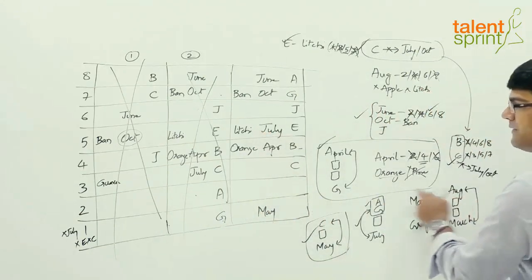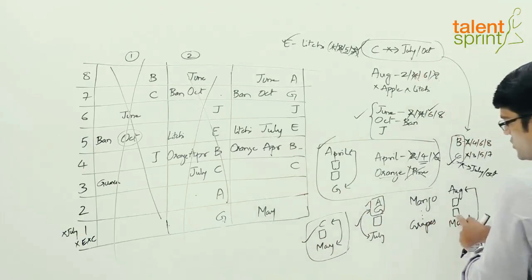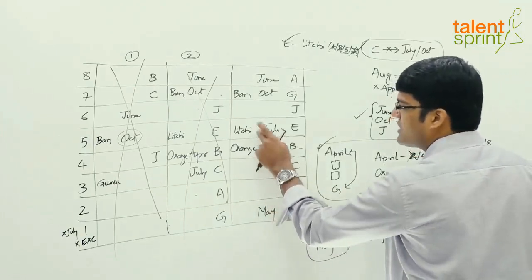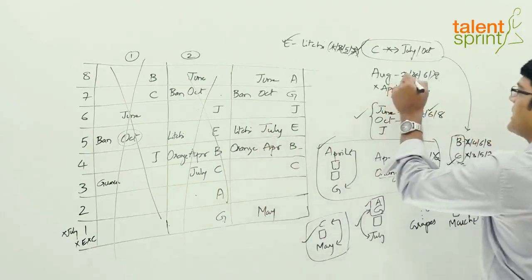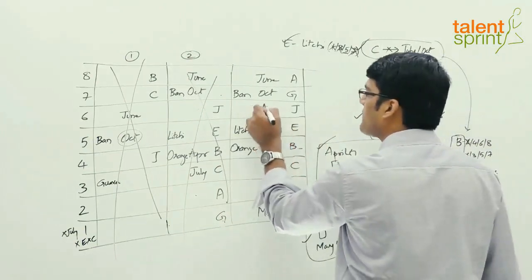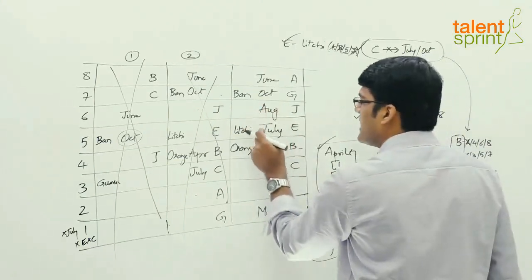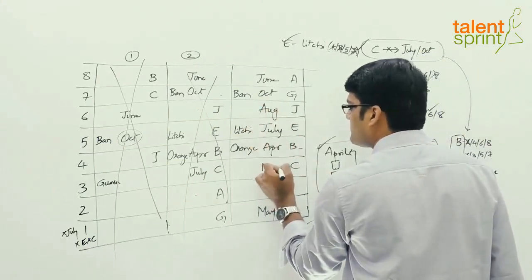If you take August on 2nd floor, according to this one, March should be 2 floors above or below August. So August is here. Dash dash March is not possible, which means August cannot come on 2nd floor. So definitely August will come on 6th floor. August comes on 6th floor and 2 floors between August and March. So August dash dash, this is March.